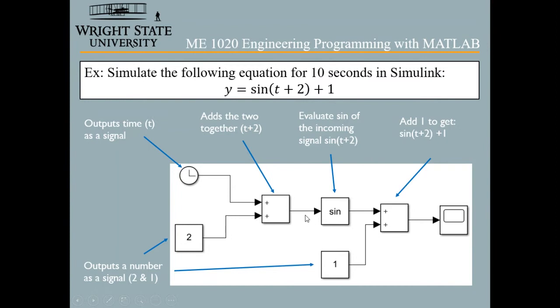And then I know I need to take the sine of that. So I'm going to input that into sine, making the out. Which means this block means apply the sine function to whatever comes in. So in this case, that is t plus 2. So the output is sine of t plus 2.